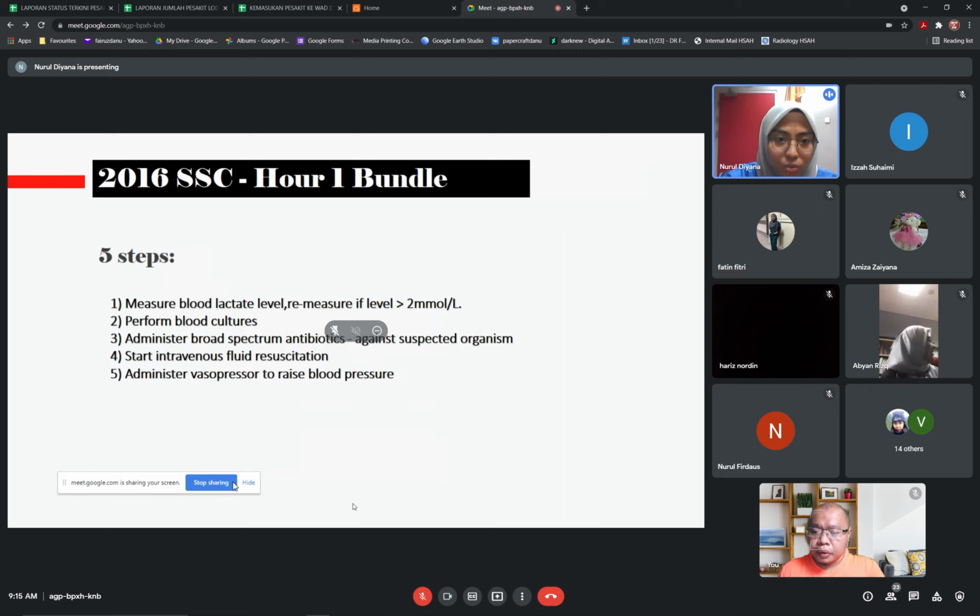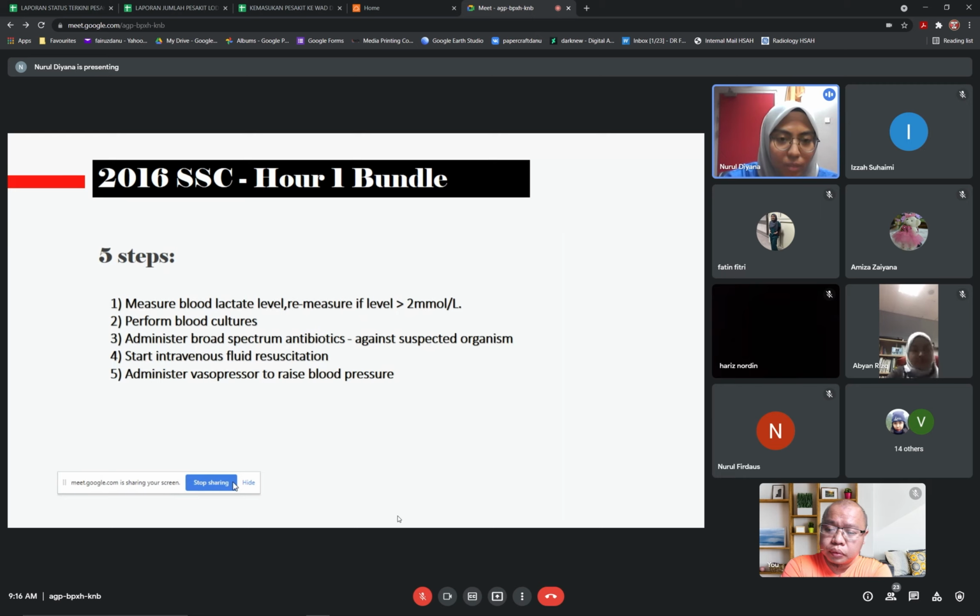So based on the 2016 SSC lah, SSC ni Surviving Sepsis Campaign, it was actually initiated in 2002. Since then dia dah ada banyak evidence based research lah, guidelines based on the research. So previously there was a 3-hour bundle and a 6-hour bundle, then they combined into a single hour-1 bundle in managing patients with sepsis. So there are 5 steps.